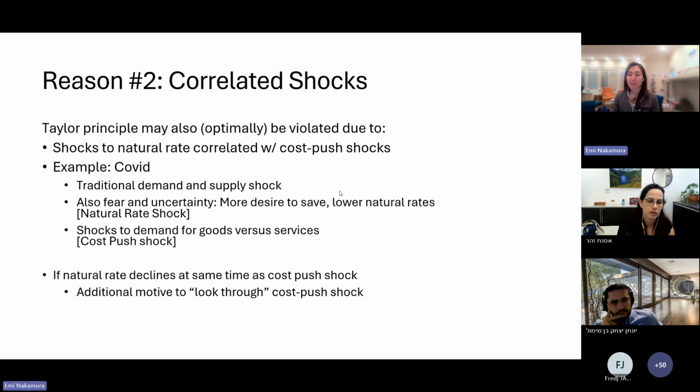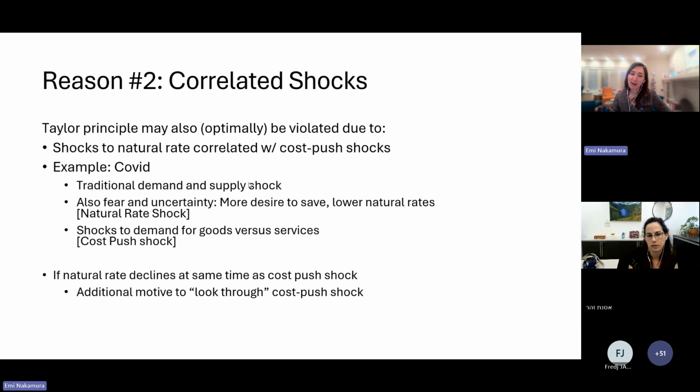For example, there was a big change in people's preferences for buying goods versus services. There was a big increase in the preference for goods versus services because people were worried about exposure to disease and so on. And the simple model that I presented didn't have either of these things, either correlated shocks or multiple sectors. But in the paper, we think about the scenario of correlated shocks.